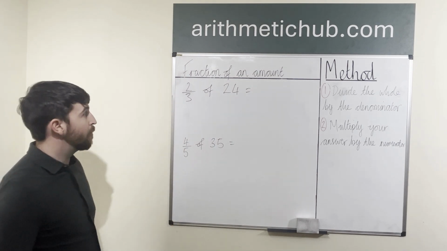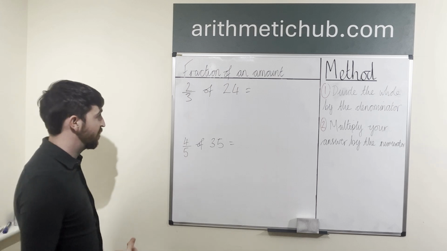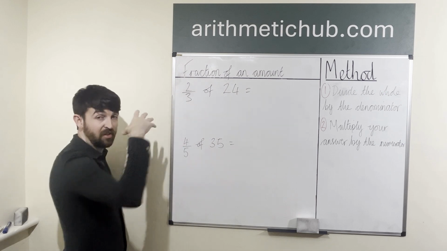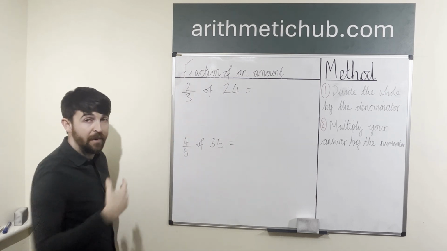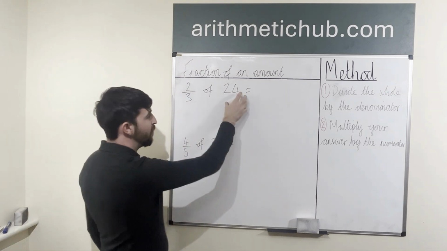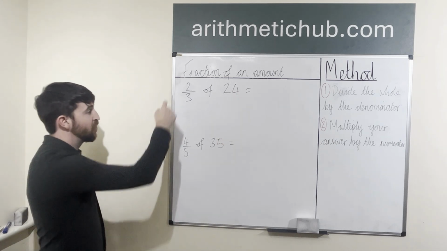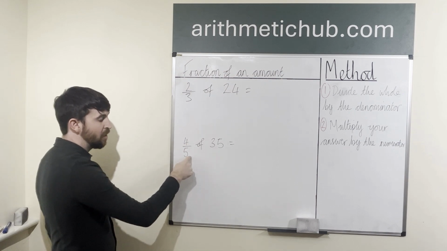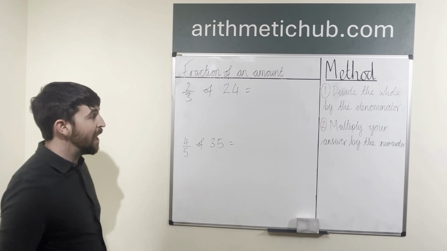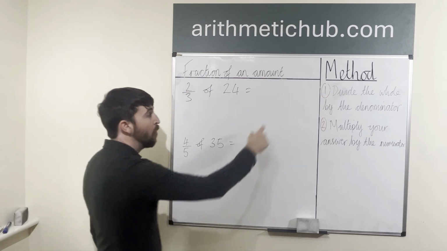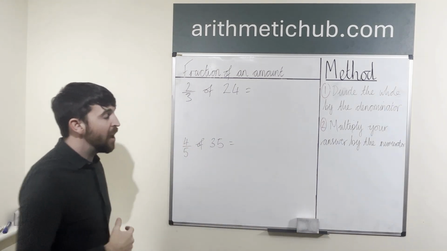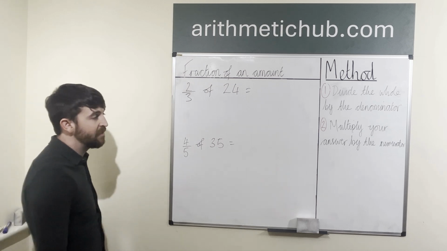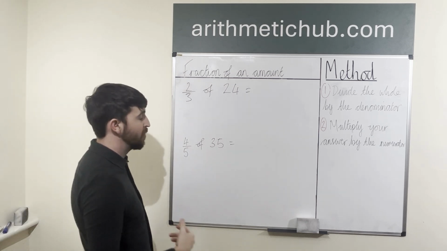What's really important when we're doing fraction of amount questions is we need to know the parts that we have. So we've got our numerator, which is the top part of the fraction. We've got our denominator, which is the bottom part of the fraction, and we've got our whole here. Again, on this one, numerator, denominator and whole, because that's going to be really helpful when we look at our method. So the method says what we need to do. First thing we need to do is divide the whole by the denominator. And the second part says multiply your answer by the numerator.